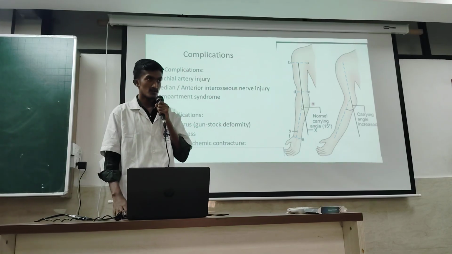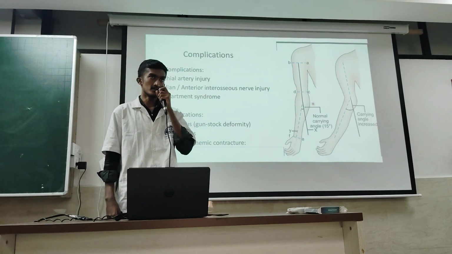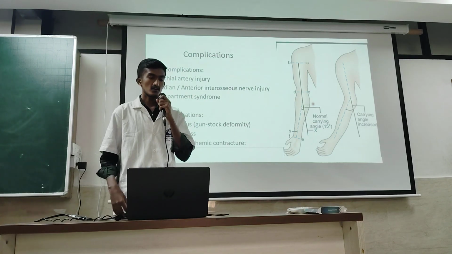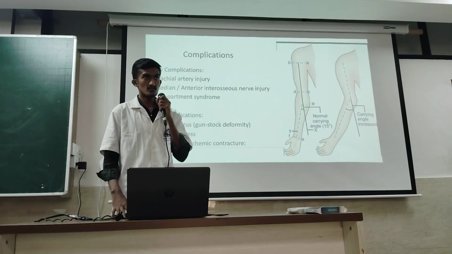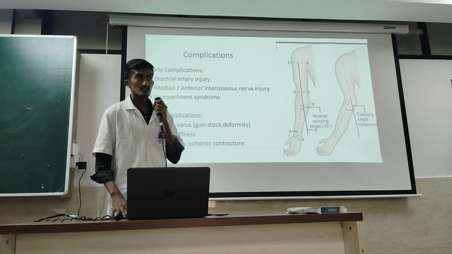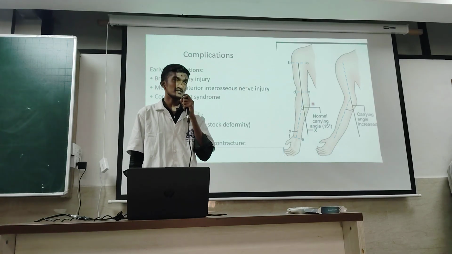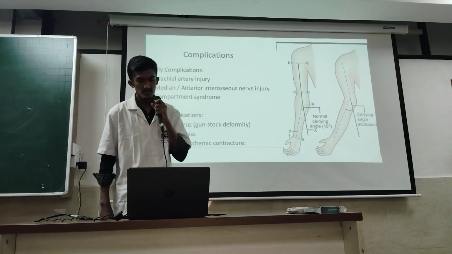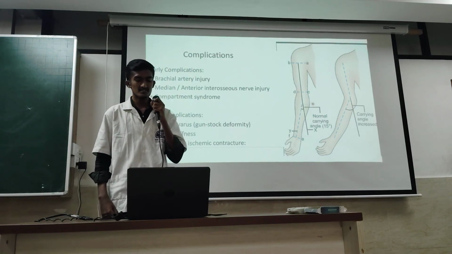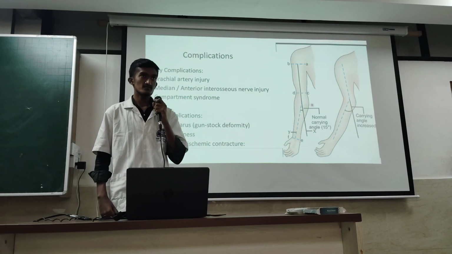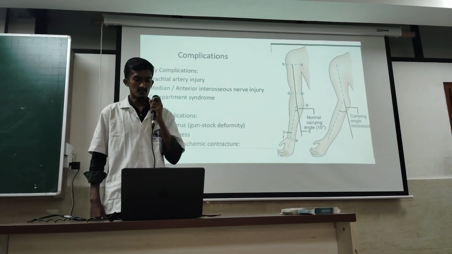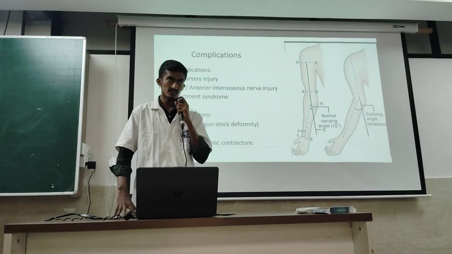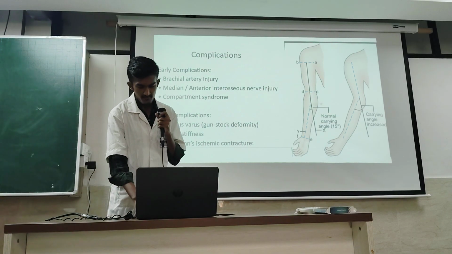I will present a short seminar on supracondylar fracture of humerus and will mainly focus on complications and treatment. Complications are divided into 2 parts, early complications and late complications. In early complications, first is brachial artery injury, which causes reduction in blood supply to the forearm. Second is median nerve injury, and third is compartment syndrome, which is serious. The late complications: first is cubitus varus deformity, also called gunstock deformity. Second is elbow stiffness, and third is Volkmann's ischemic contracture, which is the most serious late complication.